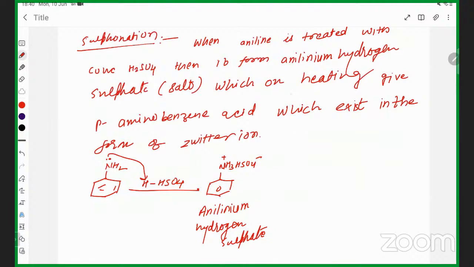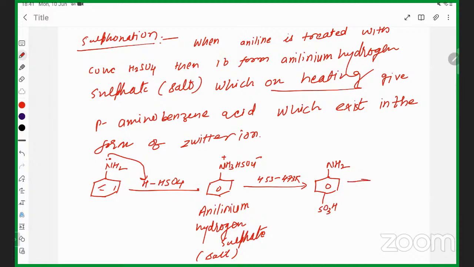Now they are saying on heating. You need to heat this one because this is the salt. Salt is required to be heated. What temperature are they asking? You heat at 453 to 473 Kelvin. So what is going to happen? See here, this is the NH2 and this is SO3H.